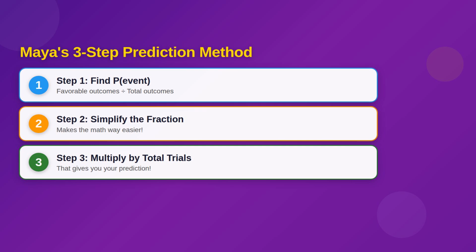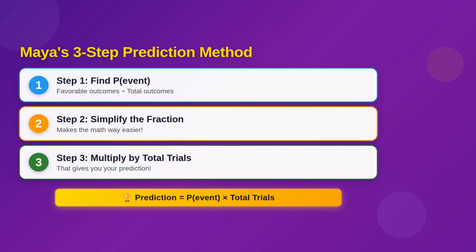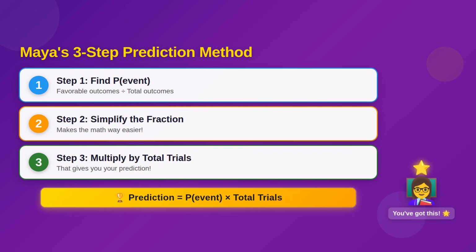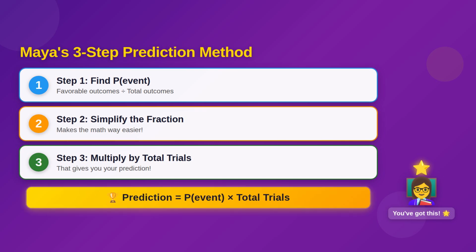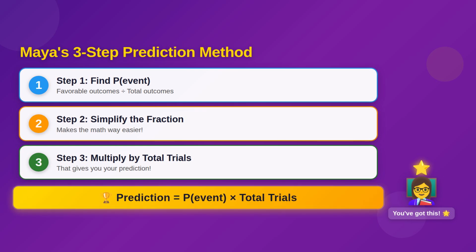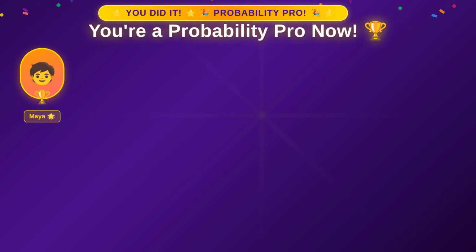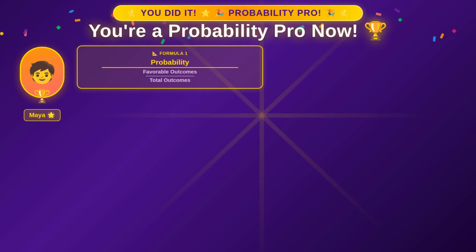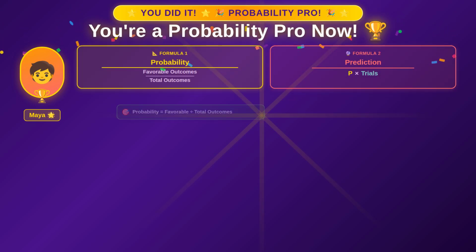Let's lock in Maya's 3-step prediction method. You'll use this over and over again. Step 1, write the probability as a fraction. Favorable outcomes on top, total outcomes on bottom. Step 2, simplify the fraction if you can. It makes the math way easier. Step 3, multiply the probability by the total number of trials. That gives you your prediction. Predicted outcomes equals probability times total trials. Write these 3 steps in your notes right now. This is the formula that makes you a prediction master. Maya uses it every time.